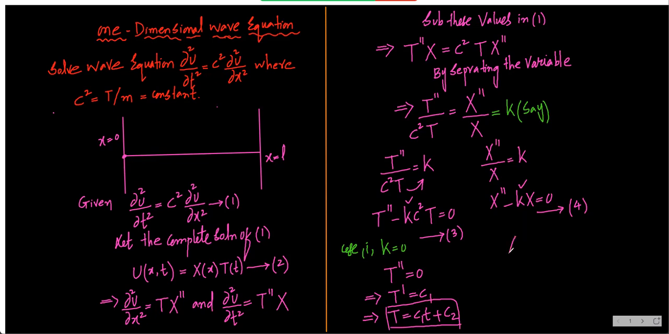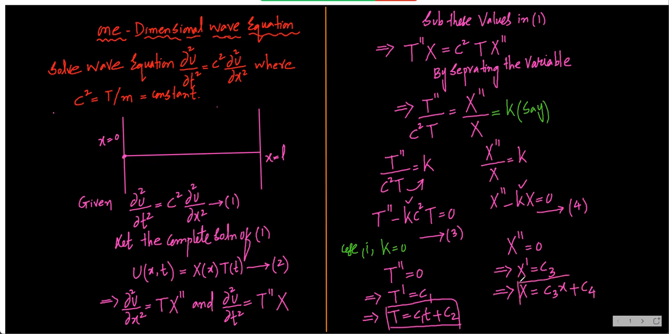Similarly, the same value of k we have to substitute as 0. What I'm getting here, X double dash is equal to 0, which implies that if I'm integrating on both sides, I'm getting X dash is equal to C1. And if I'm integrating one more time, X is equal to, what are we getting here? Not C1. Please don't take C1. Already C1 is taken here, so I am taking C3 here. One more time integrating, X is equal to C3 of x plus C4. It is one more solution.